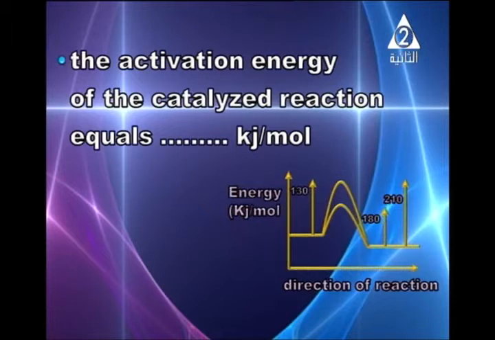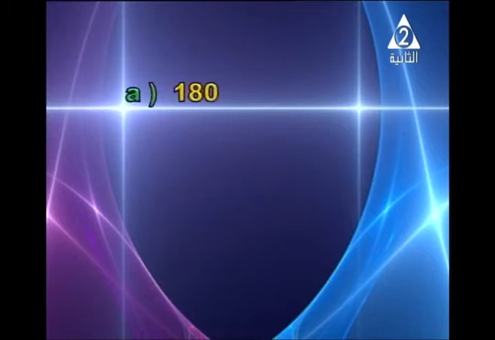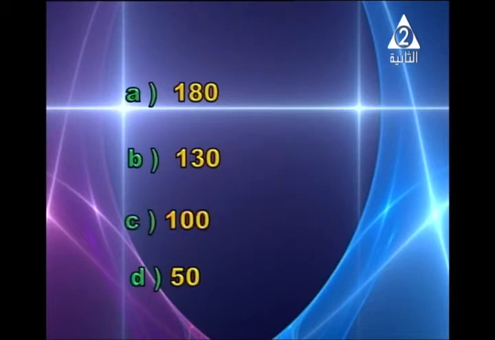130 is the energy of the reaction, the activation energy of the reaction without using catalyst. 180 and 210, from these two numbers, we can deduce that the difference between the activation energy in case of using catalyst and in case of without using catalyst is 30. So we can deduce 30 from 130 to know the activation energy of the catalyzed reaction. We have 4 answers: 180, 130, 100, or 50. If we deduce 130 minus 30, it gives 100.